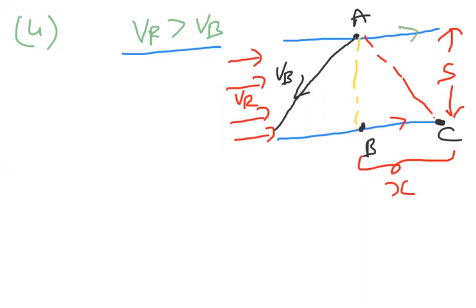In this direction, we have VR. In this direction, we have VB. VB is in this direction, VR is in this direction. And let us take the small angle it makes here to here as theta.